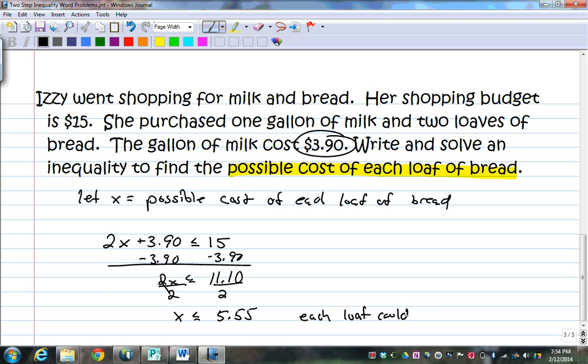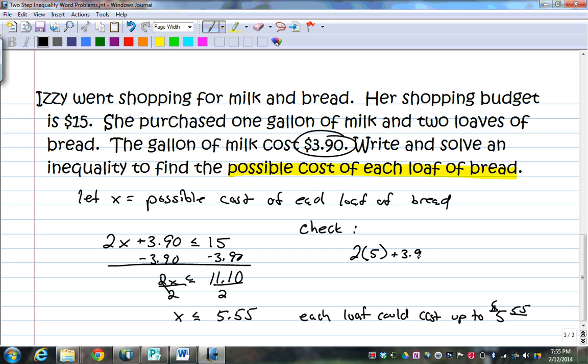So, to answer the question, each loaf could cost up to $5.55 each. And that, again, is assuming no tax. So for my check step, wouldn't it be great, no tax, is 2 times a number less than or equal to $5.55, so I'm going to choose 5.